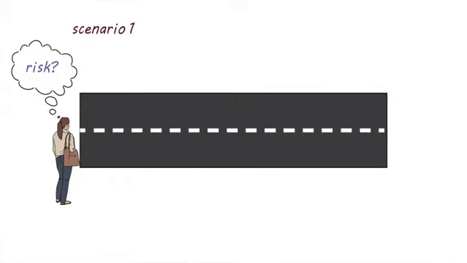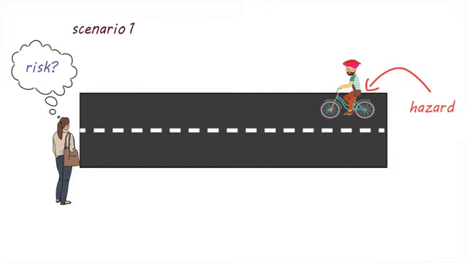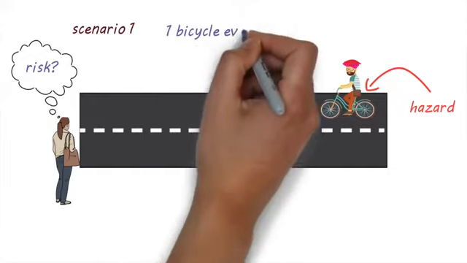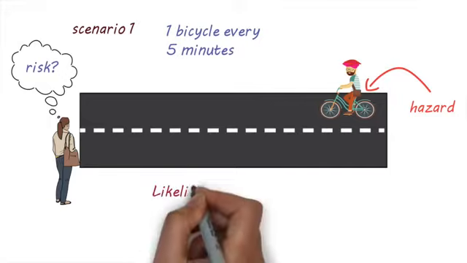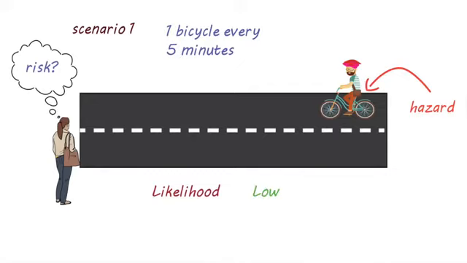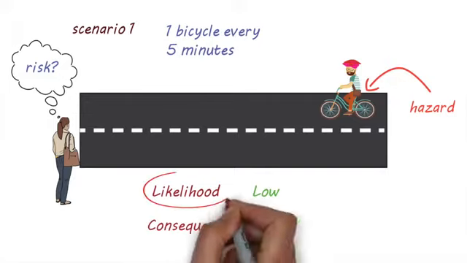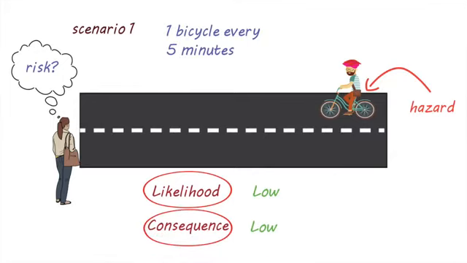In the first scenario, our hazard is a bicycle. Let's assume there are only bicycles allowed on this road. Let's also assume that the road is not that busy and there's only one bicycle every 5 minutes on that road. Now, because bicycles don't go on that road very often, the likelihood of the bicycle crashing into you is low, right? If the bicycle does crash into you, the consequence of that would be relatively low, wouldn't it? So in this scenario, the likelihood and the consequence are both low. Therefore, the overall risk is low.